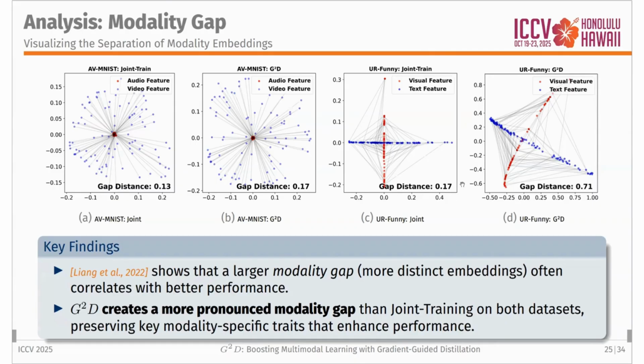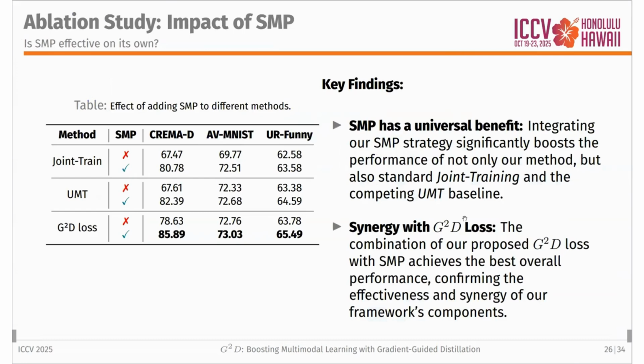For UR-FUNNY, we see a substantial difference. For UR-FUNNY, joint training has a gap distance of 0.17 between the visual and textual features, whereas in our case, we have a gap distance of 0.71, which is basically highlighting the fact that gap distance aligns with performance.